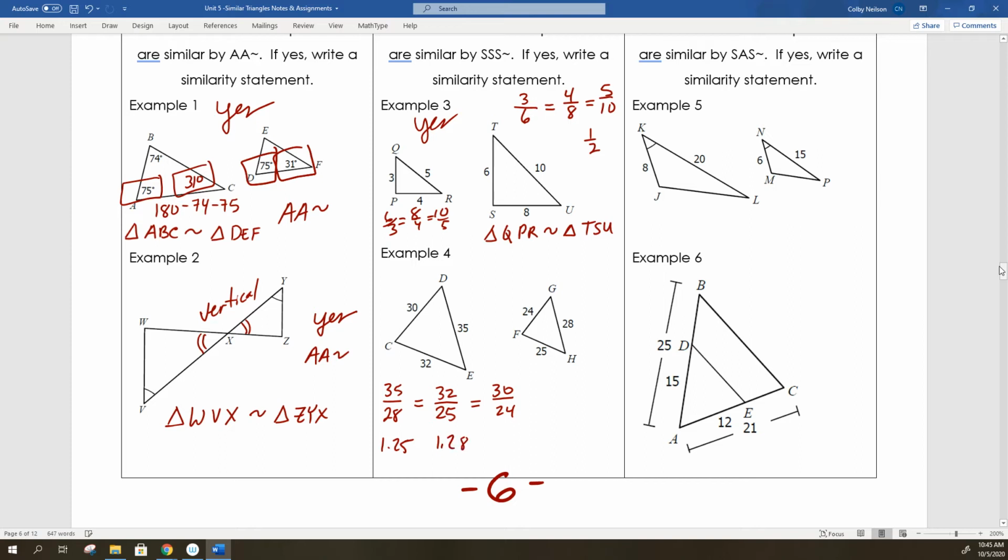Okay, so I know right now that they're not similar, right? The ratios aren't the same. Just for kicks, what's the last one? 1.25. So 2 of them are the same, but not all of them, right? So these do not equal. So this is no. The ratios are not the same.